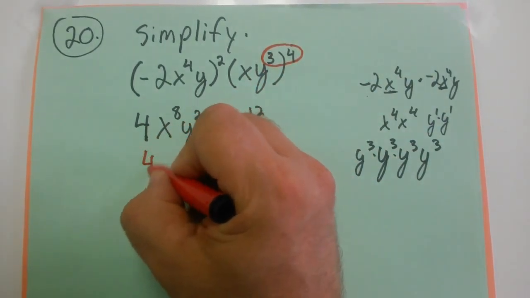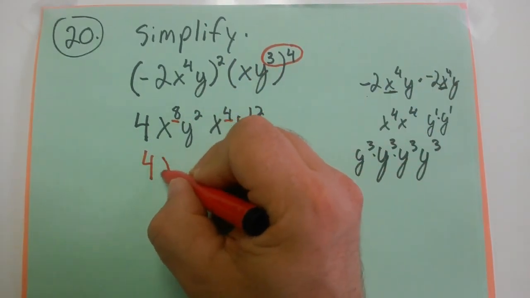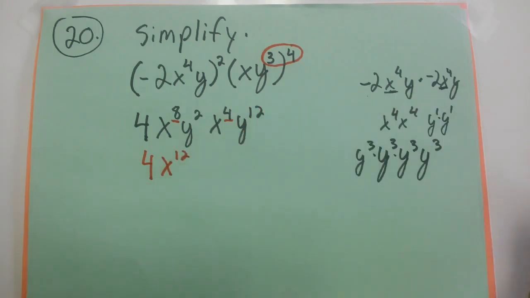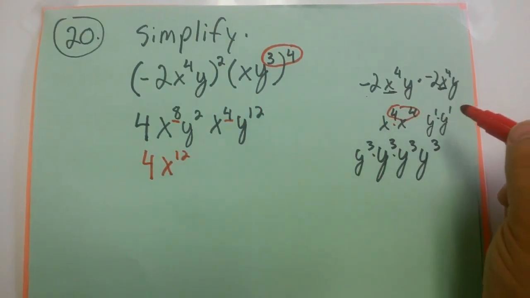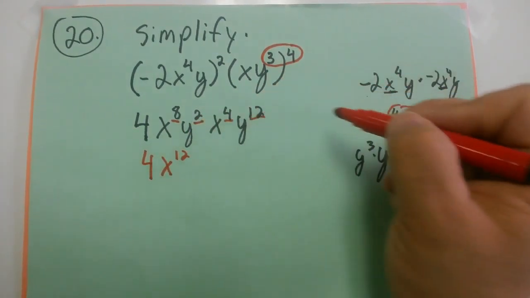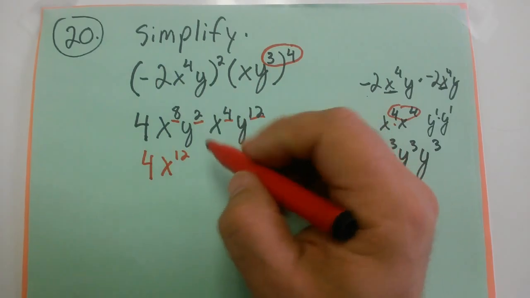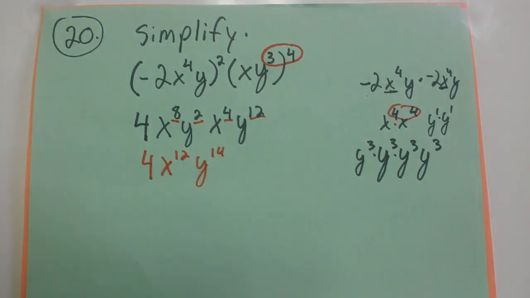I still have to combine or multiply these like bases out to finish the problem. So the 4 I'm done with, but x to the 8th times x to the 4th, that's going to give me x to the 12th. Because when I multiply like bases, you add the exponents. Now y squared times y to the 12th, I add exponents, that's going to give me y to the 14th. And that's it. That's the simplified version of the original expression.